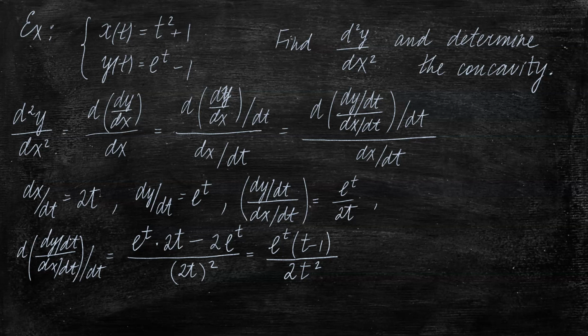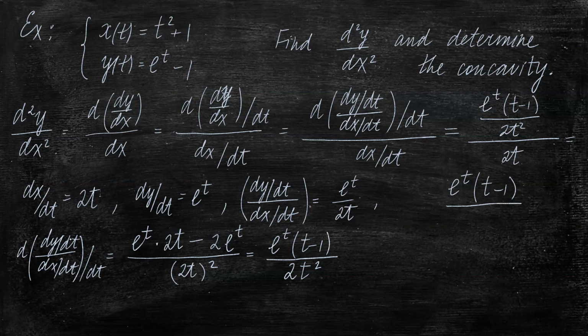Now we put it all together. So that's my numerator. This is my e to the t times (t minus 1) over 2t squared, and we divide it all by dx/dt, which we earlier found to be 2t. So the final answer for the second derivative is going to be e to the t times (t minus 1) over 4t cubed.